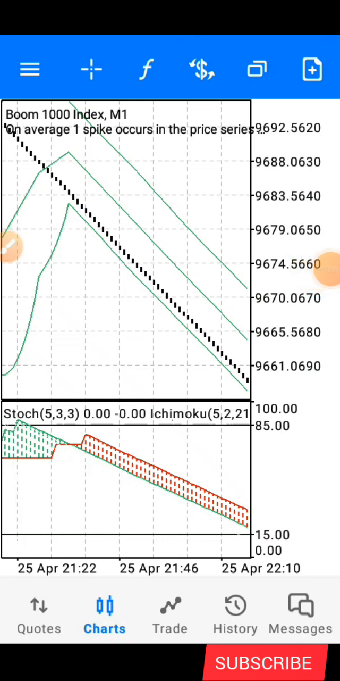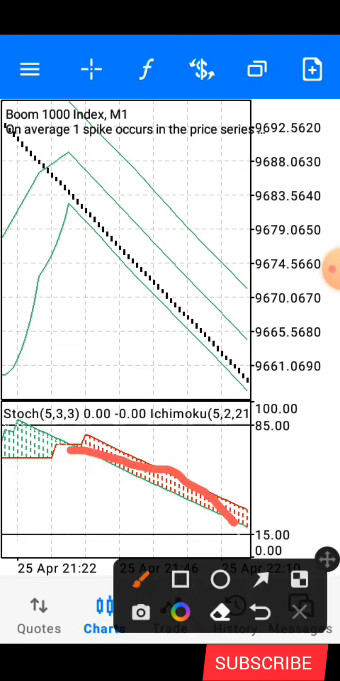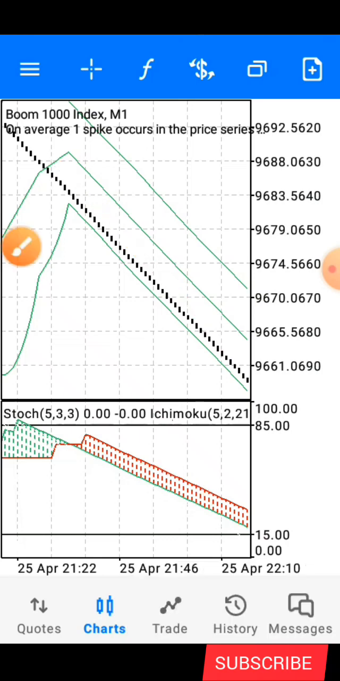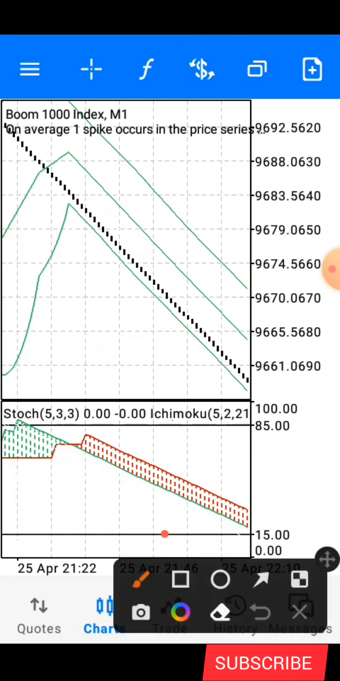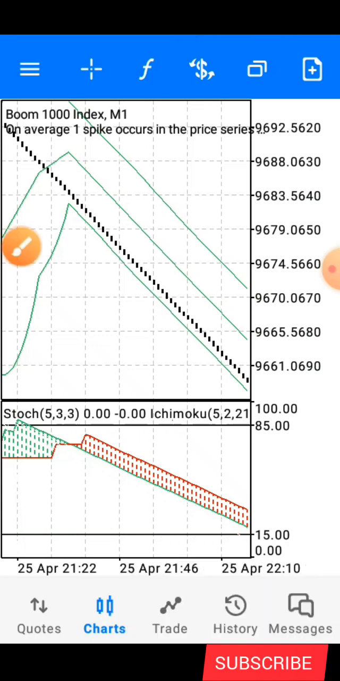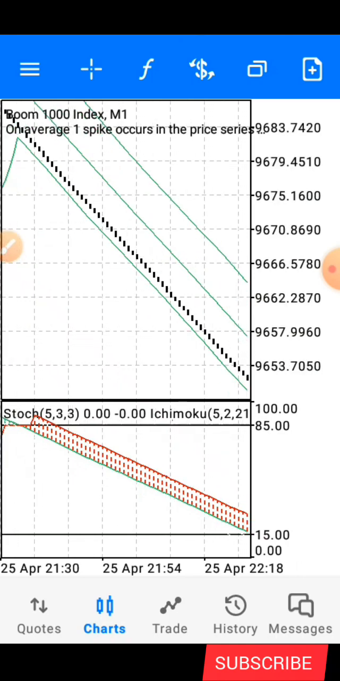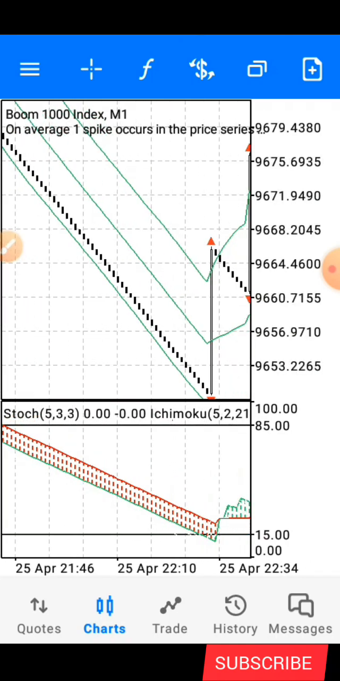Okay guys, now once you see price going down like this, as you can see on the indicator window and the chart, once you start seeing price going down and it has gone to the 15 level right here, because we are on Boom right now, so we are going to be catching spike. So once you see price get to the 15 level here, what you should do is wait for a spike. Now you are waiting for a spike, and boom.